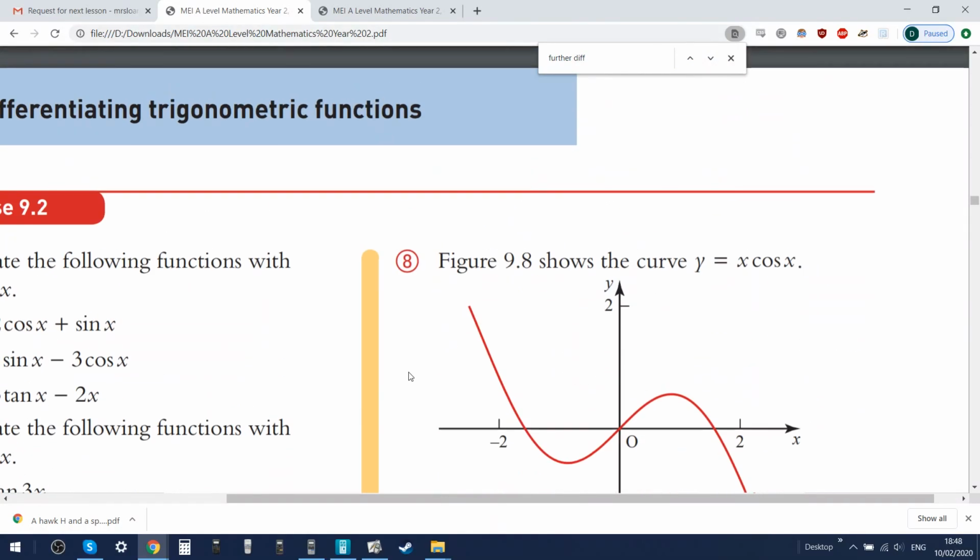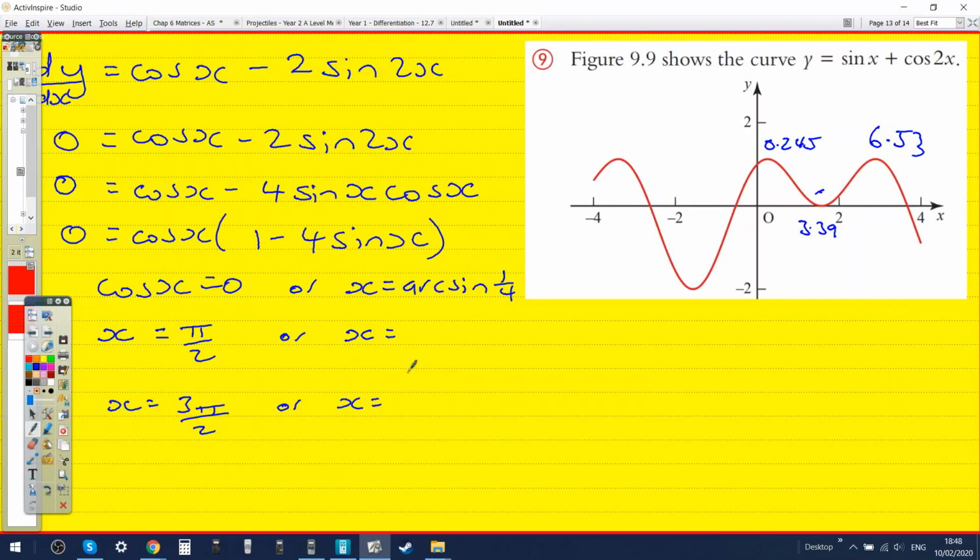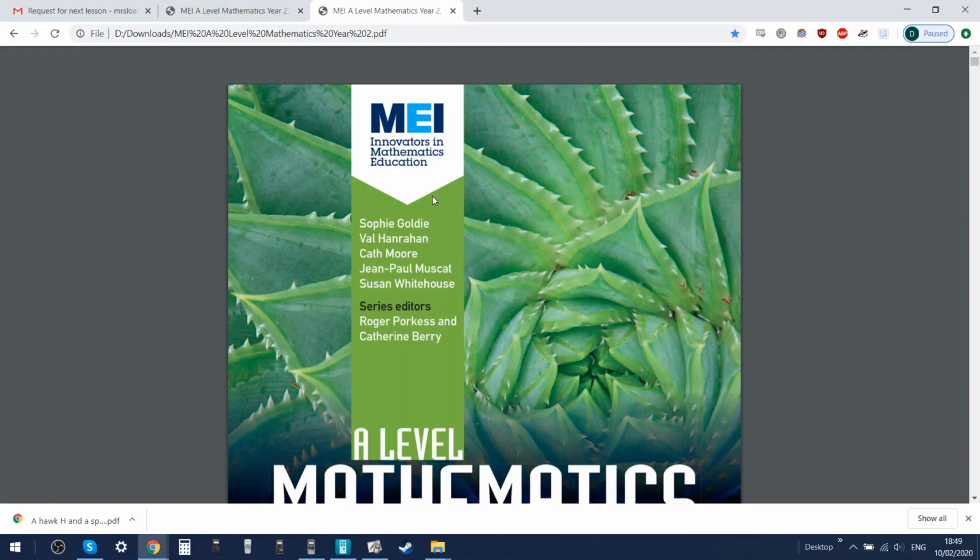How would you solve 1 minus 4 sine x equals 0? Equals 0. Just 4 sine x equals 1, sine x equals a quarter. Okay, x equals arc sine a quarter.